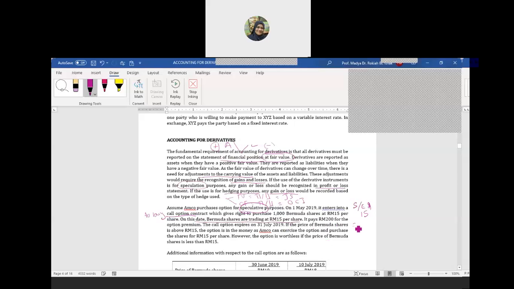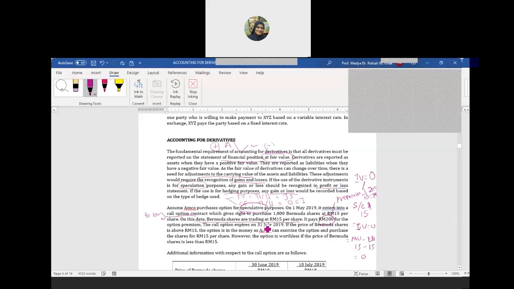So on this date, the intrinsic value here will be 0, because market value minus the exercise price, 15 minus 15, is equal to 0. So you pay the premium of 200. Remember that for premiums you have intrinsic value, and we already calculated that intrinsic value is 0. So the time value that you're going to have here is 200. The total amount of 200 here is regarded as your time value.